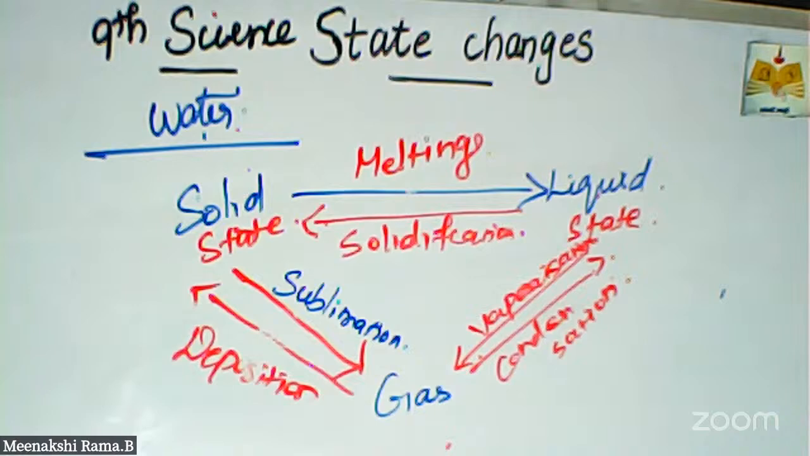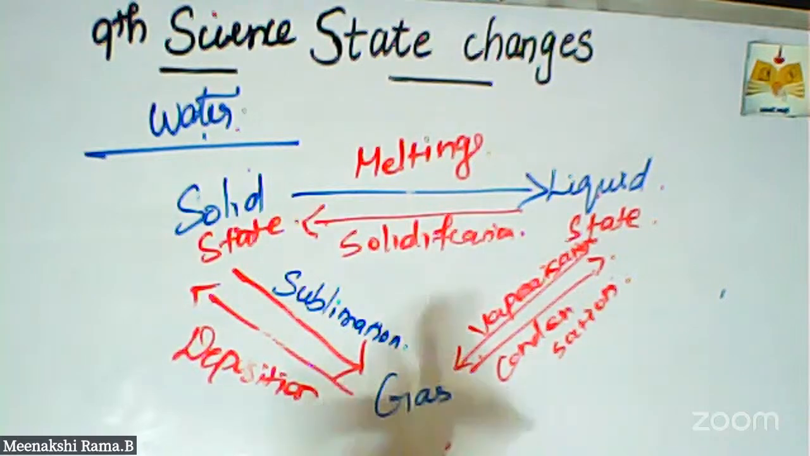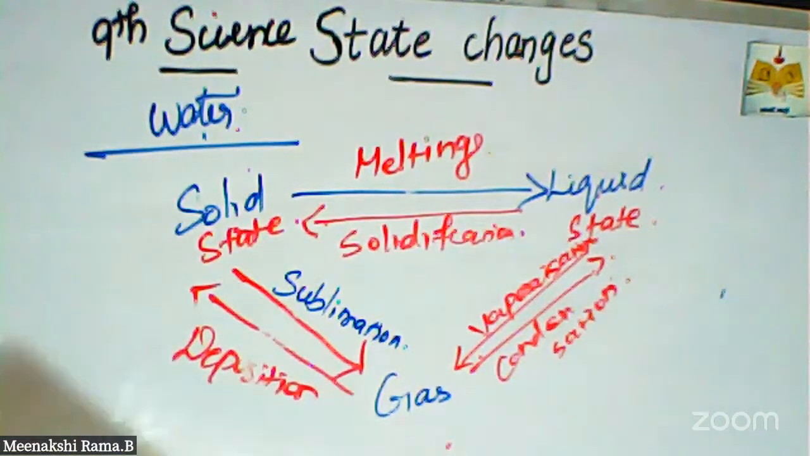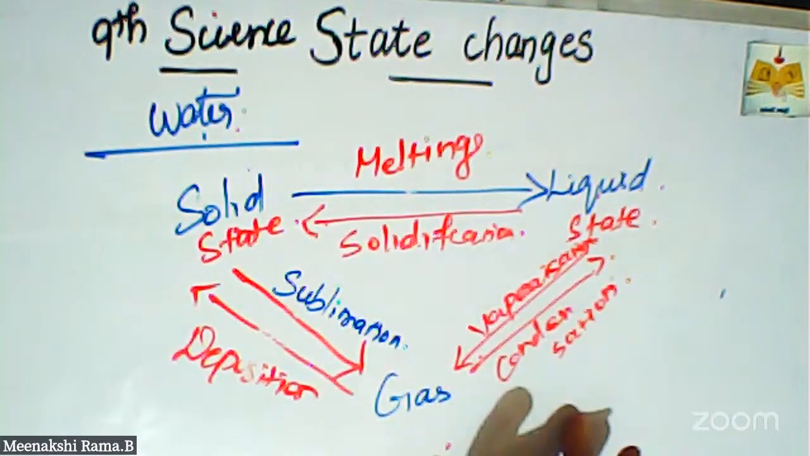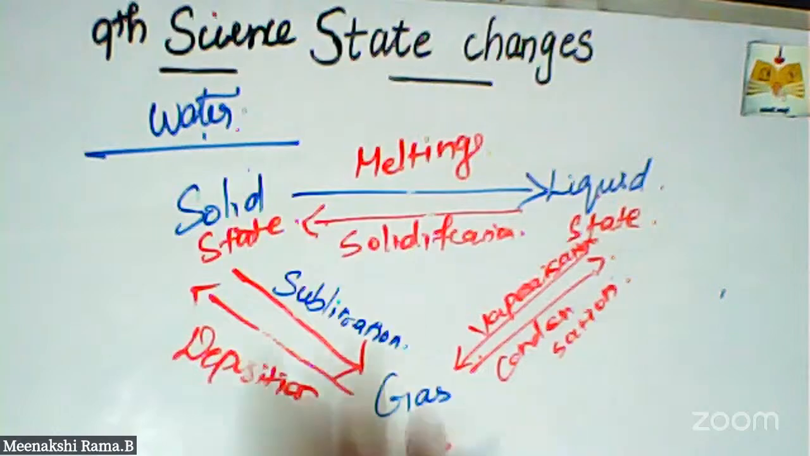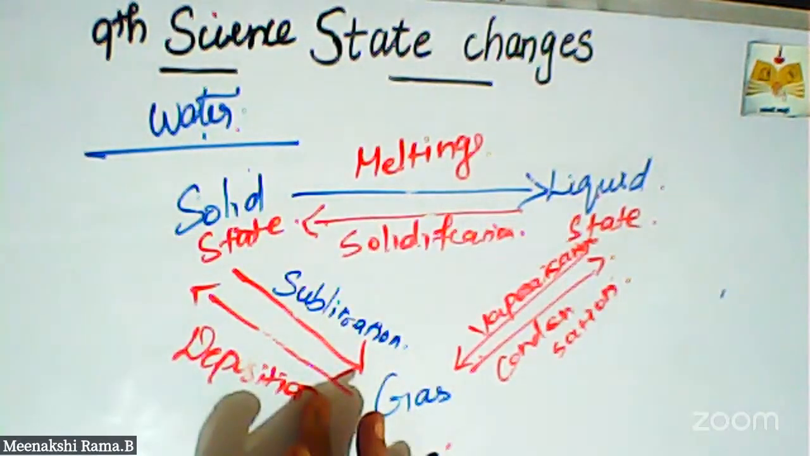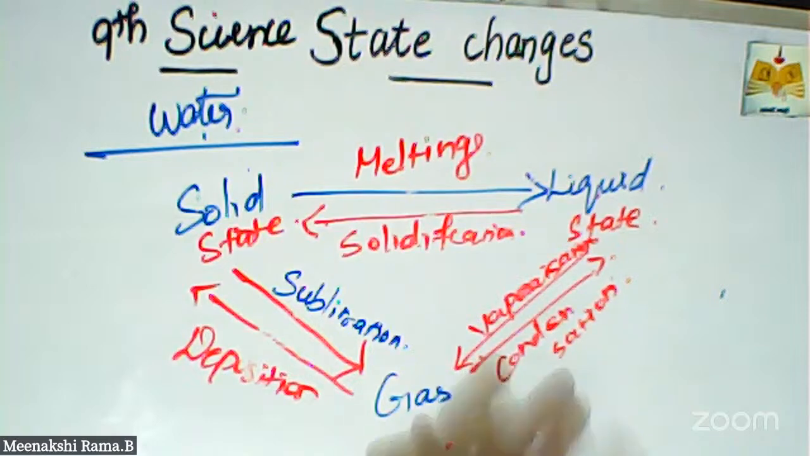So, what are the concepts we learned? The main concept is state changes. With the help of these processes, we understood and concluded some details about the topics from the session. What are the details? I explained melting, solidification, vaporization, condensation, sublimation, and deposition. These concepts I clarified for you. I explained these 6 processes, how the states change. Is there any doubt? Please ask me.